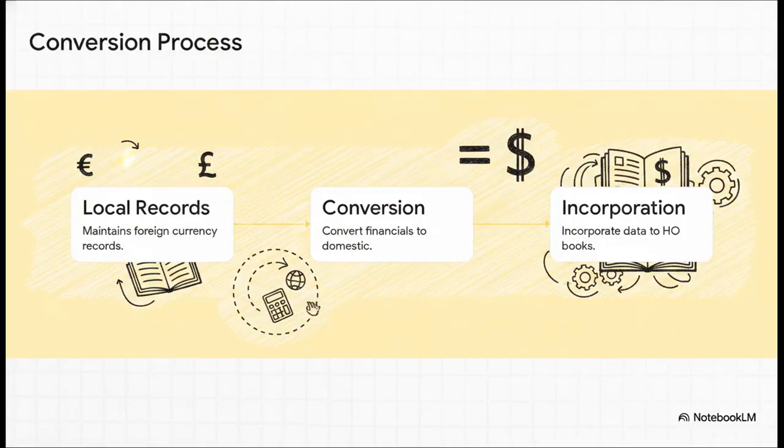And because they operate in a different currency, there is a vital translation step that has to happen. Step 1, the branch just goes about its business, maintaining complete records in that local foreign currency. Step 2, before the parent can actually do anything with that data, the foreign branch's financials and trial balance have to be converted into the domestic currency of the head office. I mean, you can't just mash euros and dollars together in the same ledger, right? Finally, step 3, once it's all converted, that data is smoothly incorporated right into the head office's overarching books.